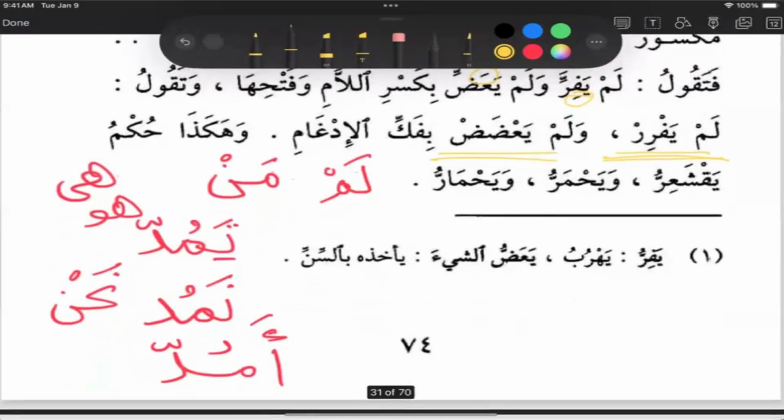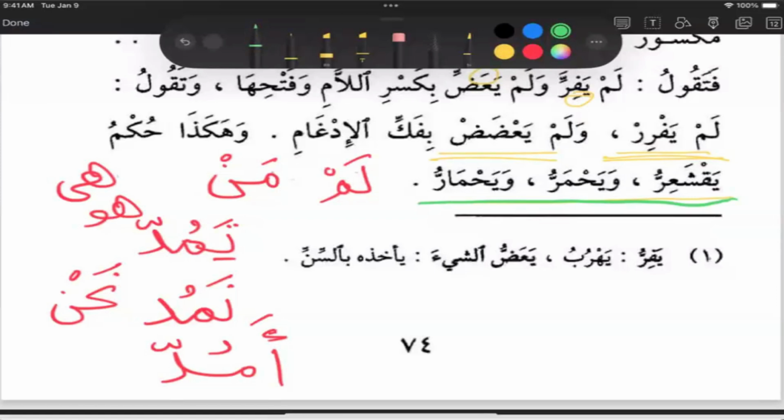Although these are, remember, these three are not cases of MuDaa. These three are not cases of MuDaa, because MuDaa means what? It means, if it's a thulathi, that the second root letter and the third root letter are the same. And that's not true here.